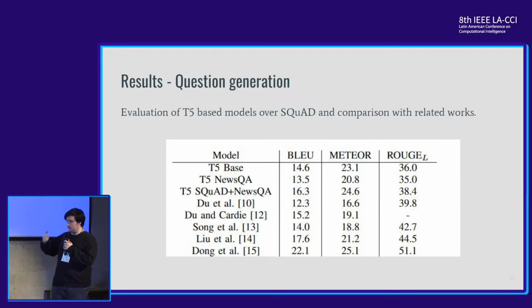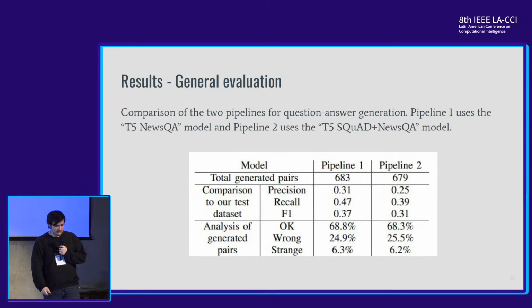Then some comparison to related works. Here we have the baseline that we took and the two models that we trained, and some works that also evaluated over SQuAD. I'm sorry, I didn't say that. This is comparison over SQuAD, also for the question generation phase isolated. And as you can see, the results are very similar or in a quite acceptable range. Some works are quite better, but I want to note that SQuAD is a dataset of higher level questions than we want to generate.